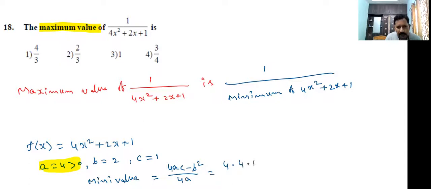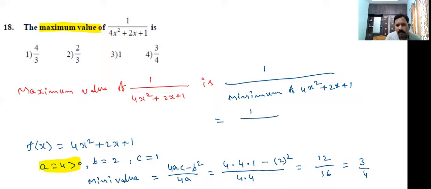4AC minus B square, 2 square, divided by 4A, 4 into 4. 16 minus 4, 12 by 16. How much? 3 by 4. That is equal to 1 by 3 by 4, the minimum value of that. So what is the answer now, students? 4 by 3. First option, correct.